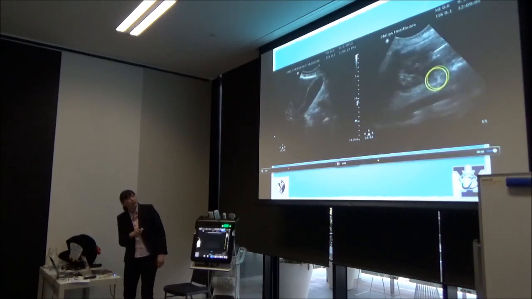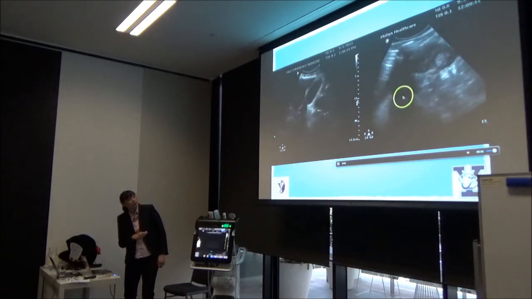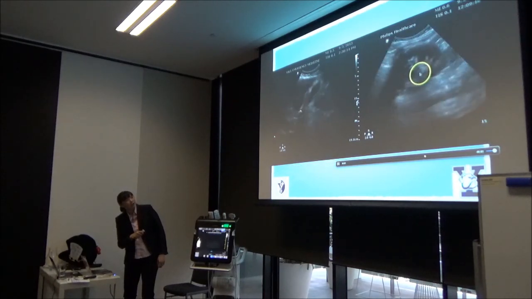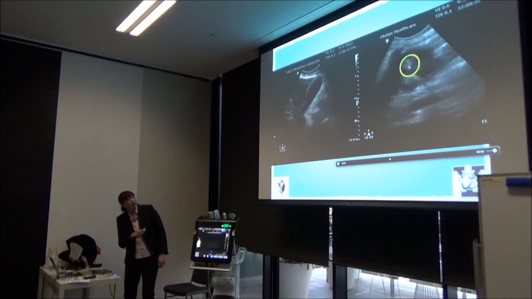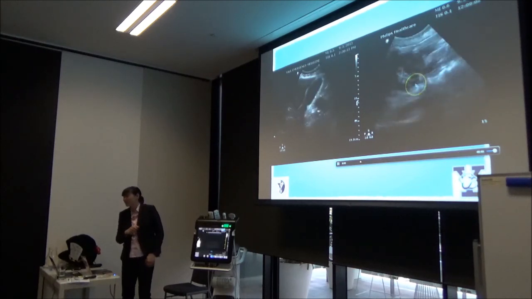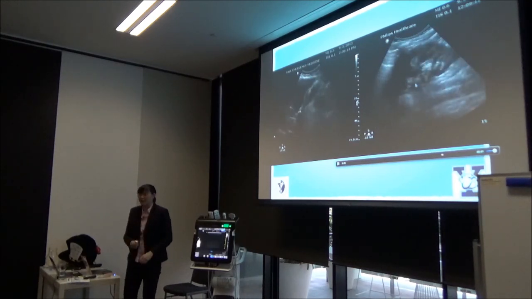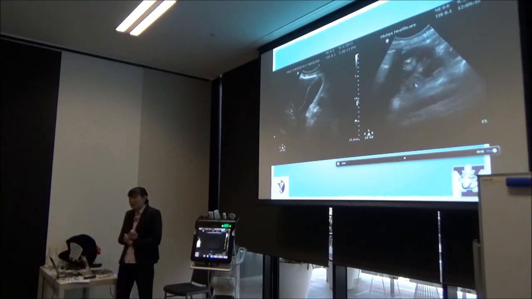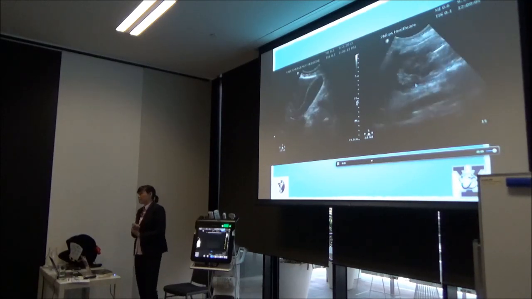This is what pyelo looks like. So I have my kidney, and this whole collecting system, there's a little dilation, but there's a lot of echogenicity in this middle area, and that's like pus and debris that's collected there, so it's more echogenic than you would expect. That's what pyelo looks like.